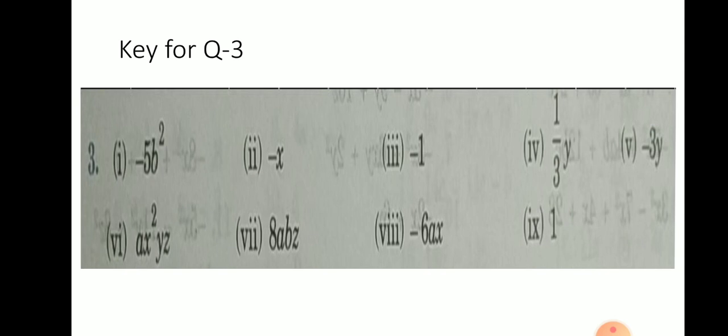Now let us go to the fourth question. Yes, in this fourth question he is asking just write down the numerical as well as literal coefficient of each of the following monomials. So we have to write the numerical coefficient as well as the literal coefficient.